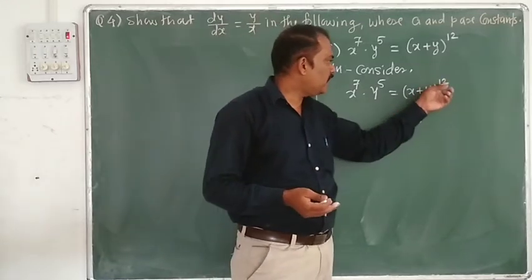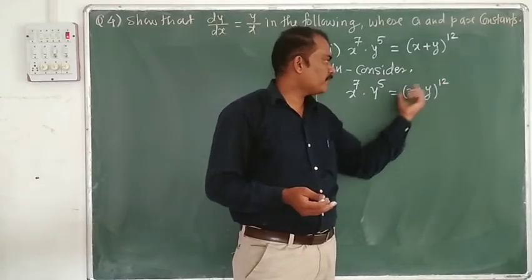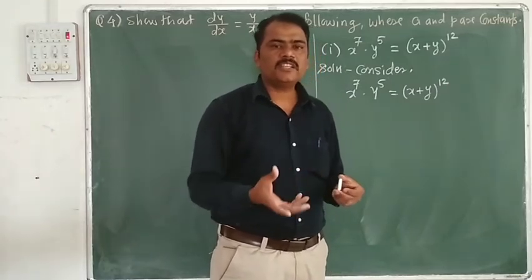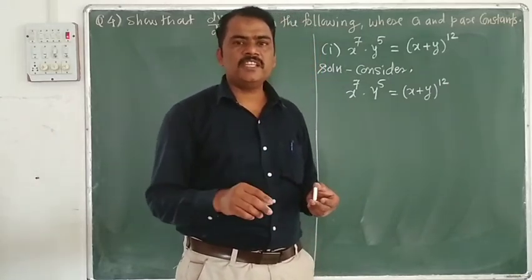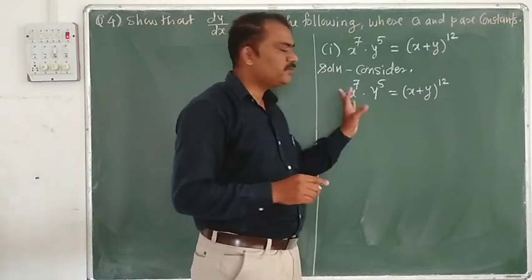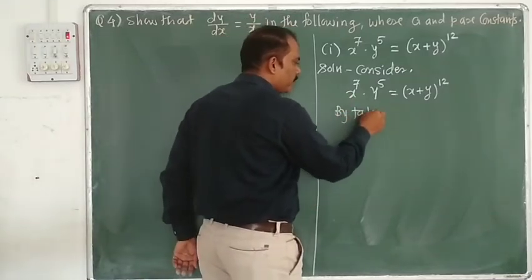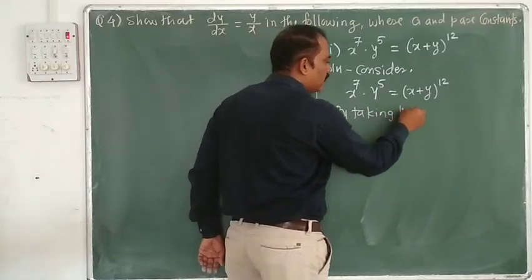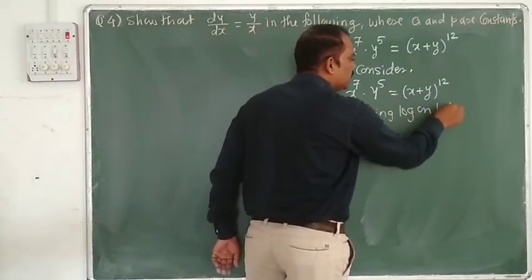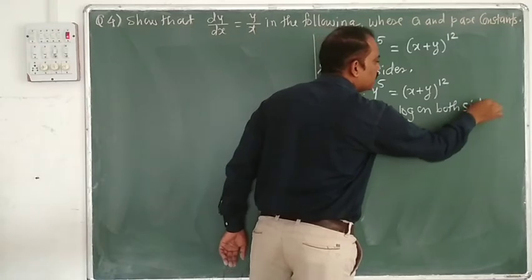Here raised to 12 is there. When you use the log, it becomes 12 times whatever the log, and that is very easy to take the derivative. So that first we have to take the log on both sides, by taking log on both sides with base e.